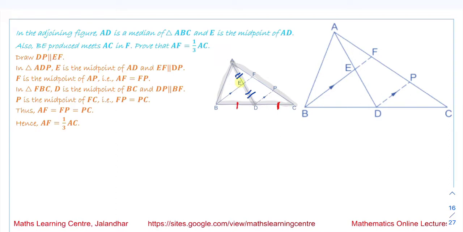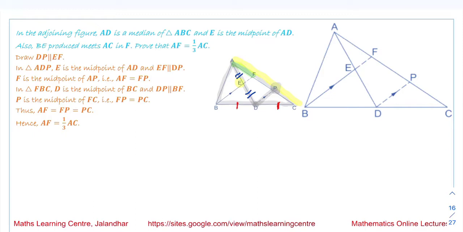We have to prove that this AF length is 1 by 3 times AC length. This AF is 1 by 3 times AC. So we have done the construction over here, and we have joined these points. We have drawn from this point D a line parallel to BE, and it meets this line AC at P.